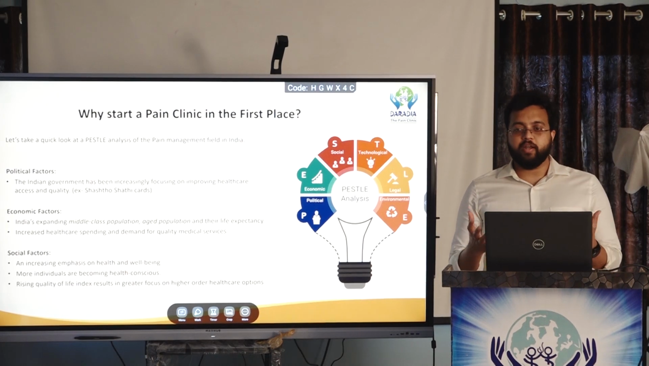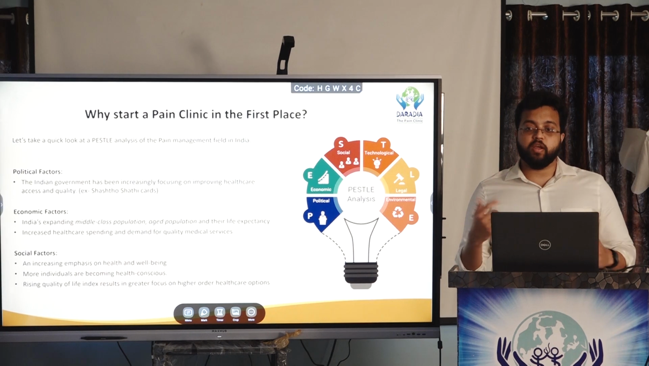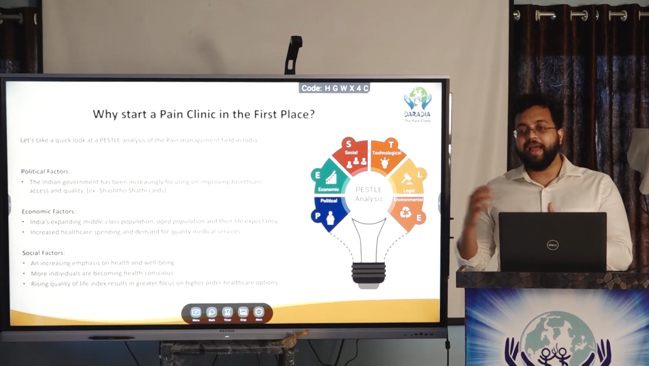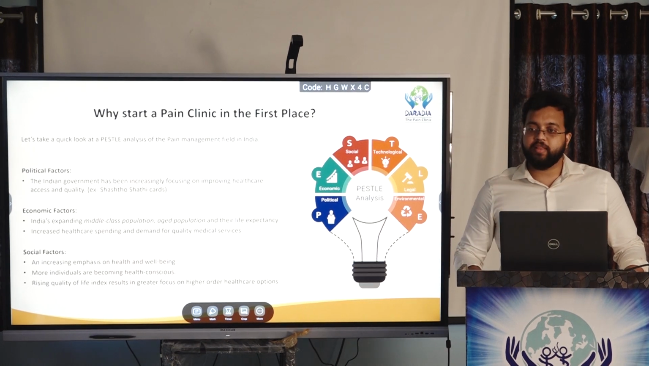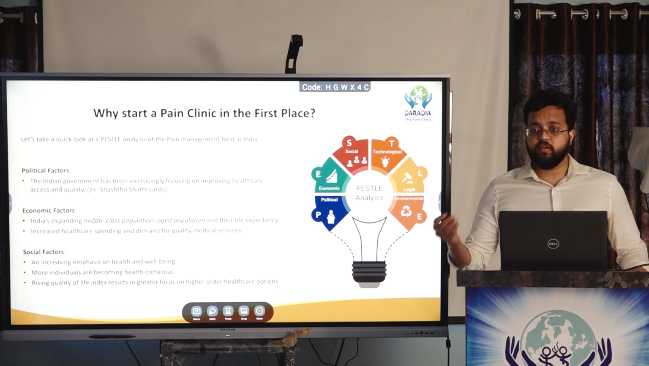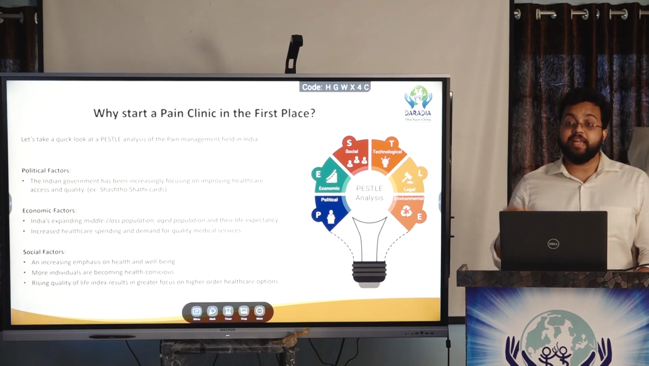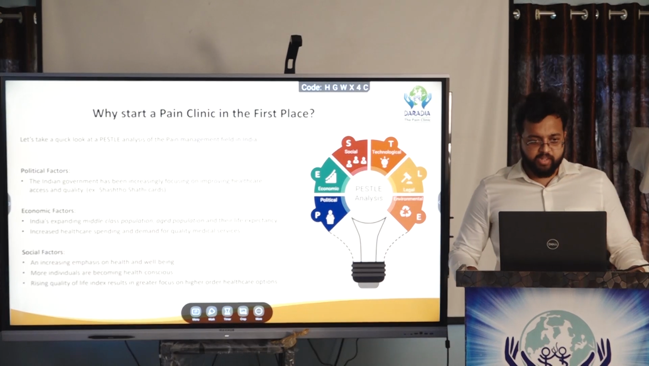So in terms of political factors, I'm sure a lot of you are already aware that the government is doing a lot in terms of making healthcare more accessible. Whether that is to the lower strata, whether that is in the spread of healthcare facilities, the Shastra Shakti cards, the insurance that the government is coming up with, they're making healthcare more accessible.